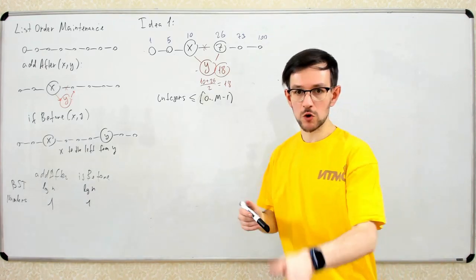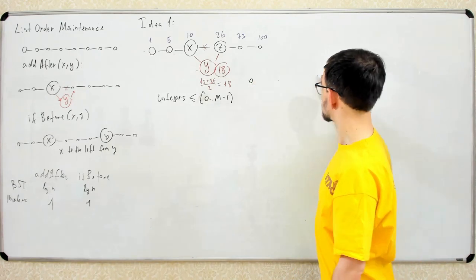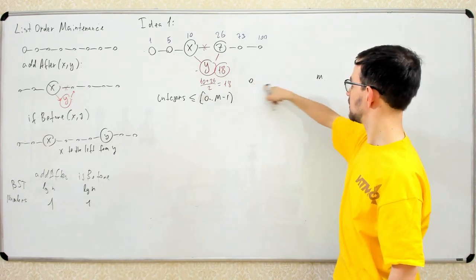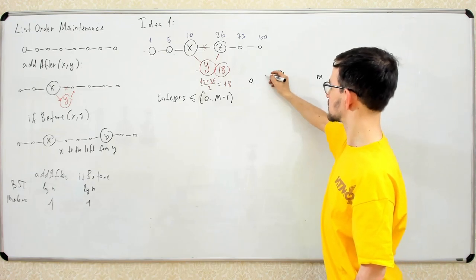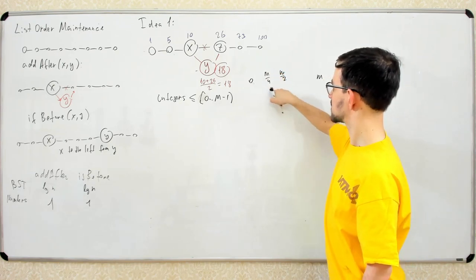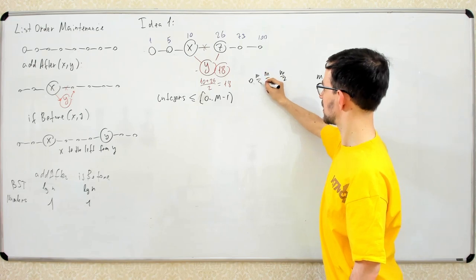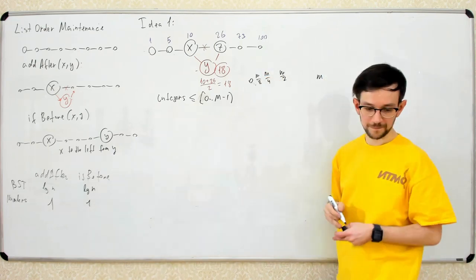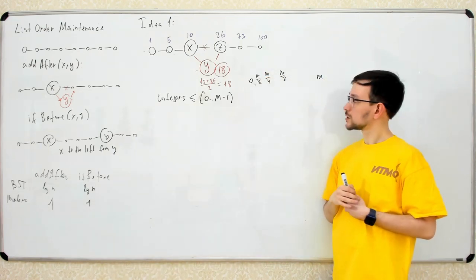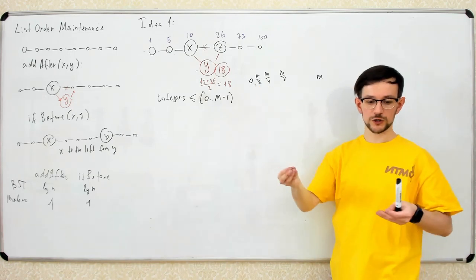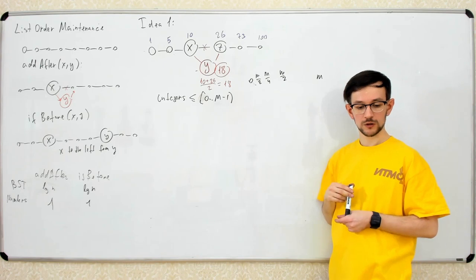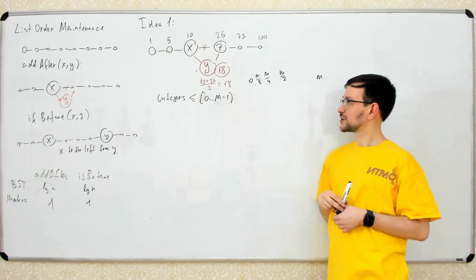Again, what is the worst case? The worst case is when I have two integers, 0 and m, then I add something in between, so I have m over 2. Then I add something between this, I have m over 4. Then I add something in between, I have m over 8, and so on. So how many elements will I add until I run out of integers? It's actually much less than m.